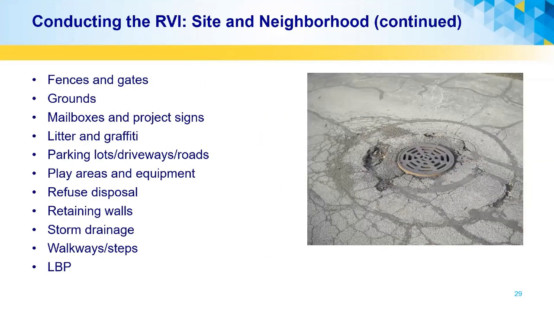Now, the inspectable items that we're looking at when it comes to site and neighborhood are the following. We've got fences and gates, grounds, mailboxes and project signs, litter and graffiti, parking lots, driveways and roads, play areas and equipment, refuse disposal, retaining walls, storm drainage, walkways and steps, and lead-based paint.